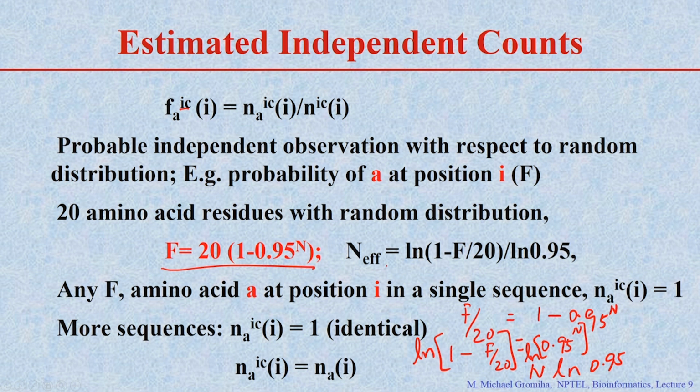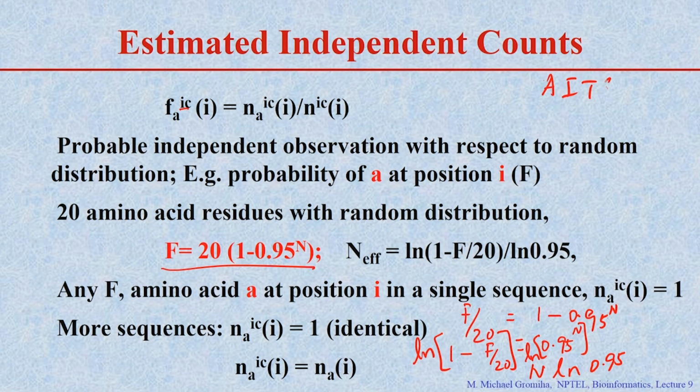So for any f, take amino acid A in position i in a single sequence, this is equal to 1. Then if you have more sequences, for example 20 sequences, if you have one more sequence, there are two possibilities. One possibility is that it could be the same amino acid, right. For example, if you have a sequence A I T S T A, this is a concept here.